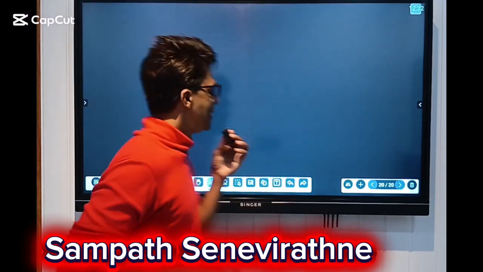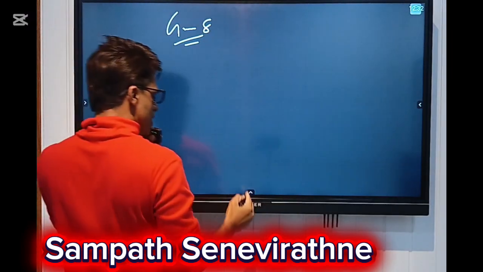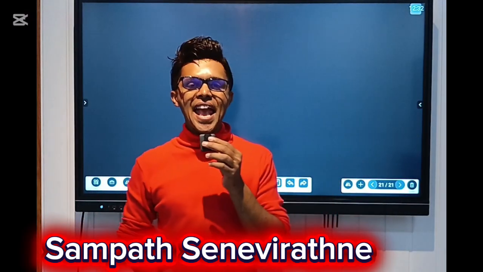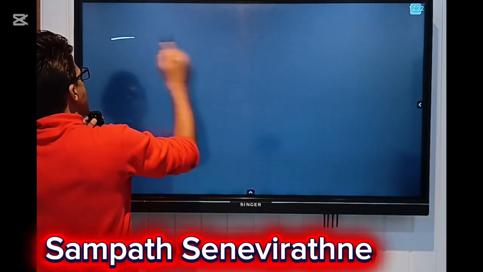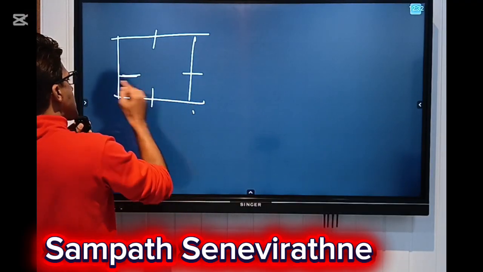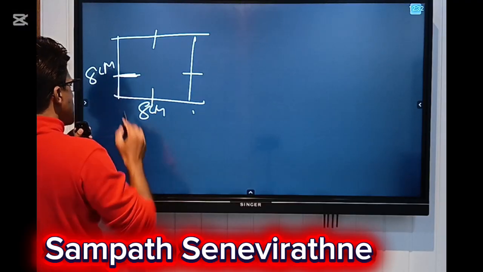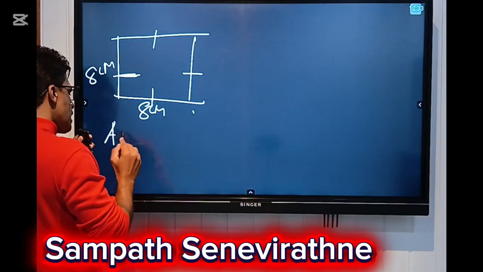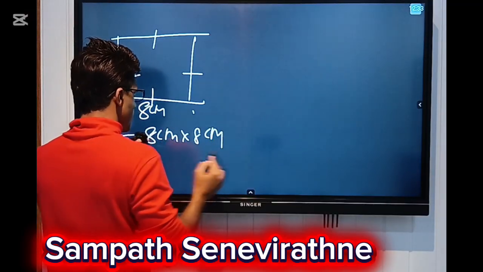Generally, you know that grade 8 area. So generally, you know how to calculate the area of a square. You know that all sides are equal in a square, so the area can be taken by multiplying these two values, length and breadth.